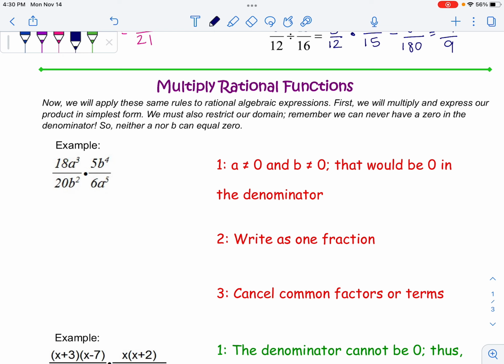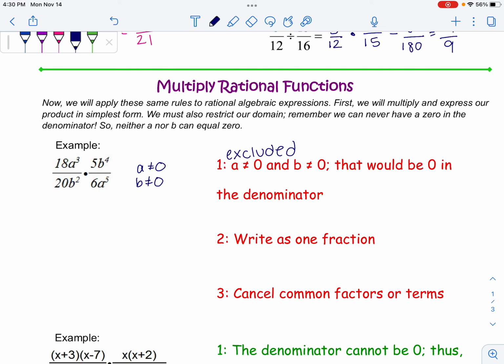Now, it's written out there on the side for you, and you notice step number 1 says A cannot equal 0 and B cannot equal 0. That would be 0 in the denominator. So step 1 is going to be to find those excluded values. Before you even start simplifying, find your excluded values, because even if they cancel, they're still considered an excluded value. For this example right here, because there's no actual factors, we're just setting A equal to 0 and B equal to 0. There's nothing to solve. So A cannot be 0 and B cannot be 0.